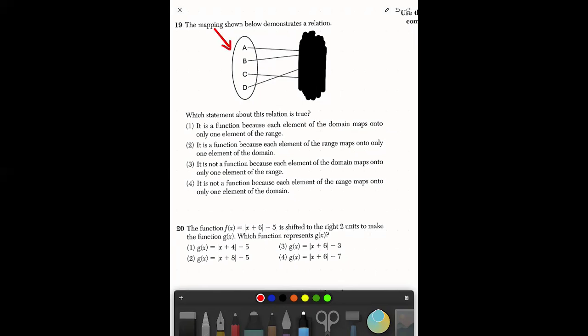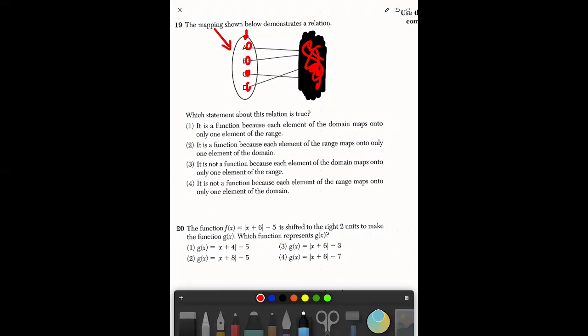So here's the rule. If every input has one arrow, it's a function, period. It doesn't matter where it goes over here. It doesn't matter. That's why I cross it out. If every input has one arrow, it's a function. If it doesn't have an arrow, it's not a function. If it has more than one arrow, it's not a function.